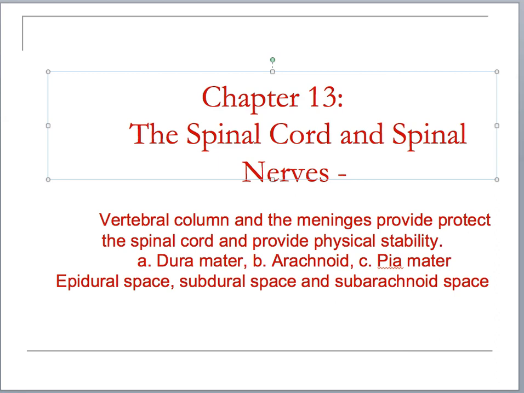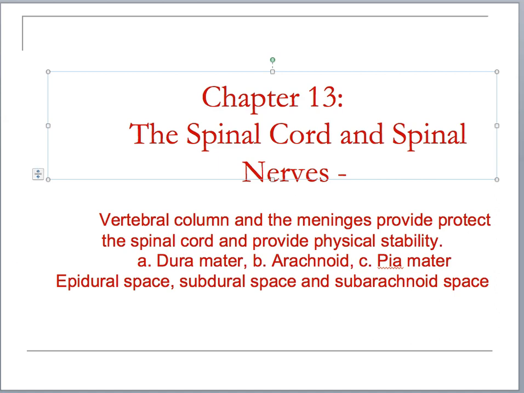It is surrounded by cerebrospinal fluid, and that cerebrospinal fluid travels through the epidural space, subdural space, and subarachnoid space. That subarachnoid space is made because the dura and the arachnoid mater are adhered together. So passing between the arachnoid and the pia mater is where you'll find cerebrospinal fluid.